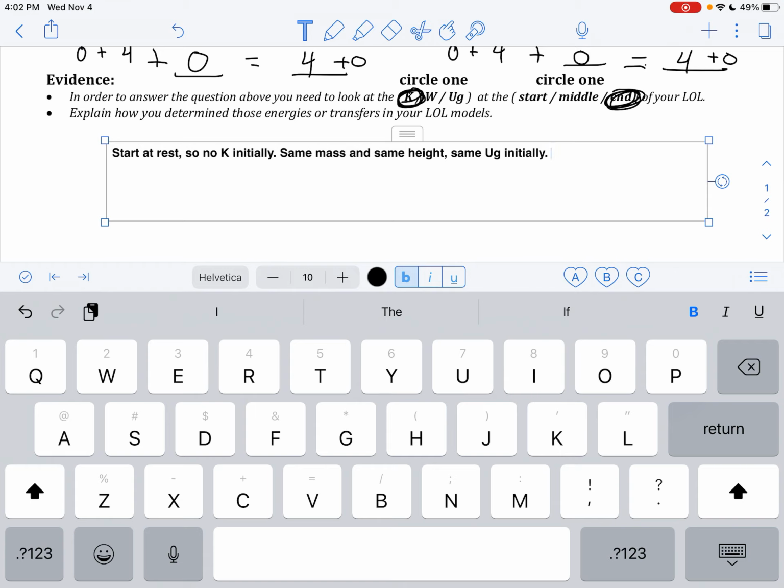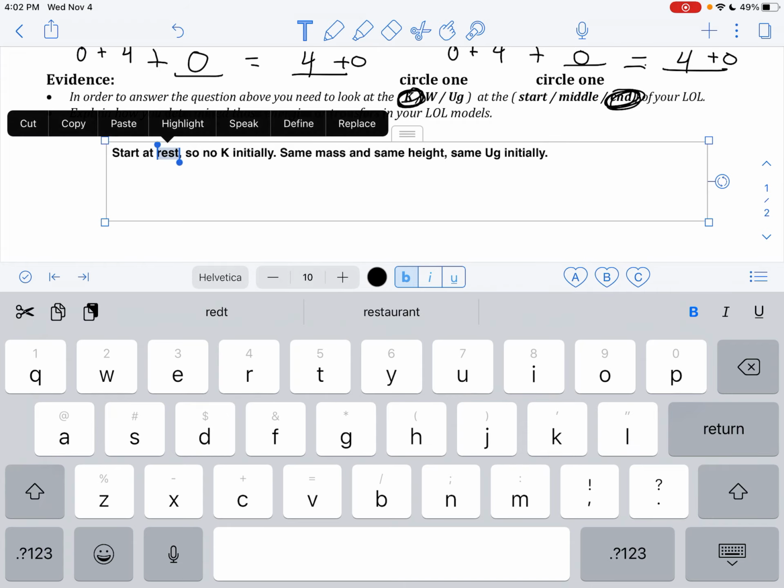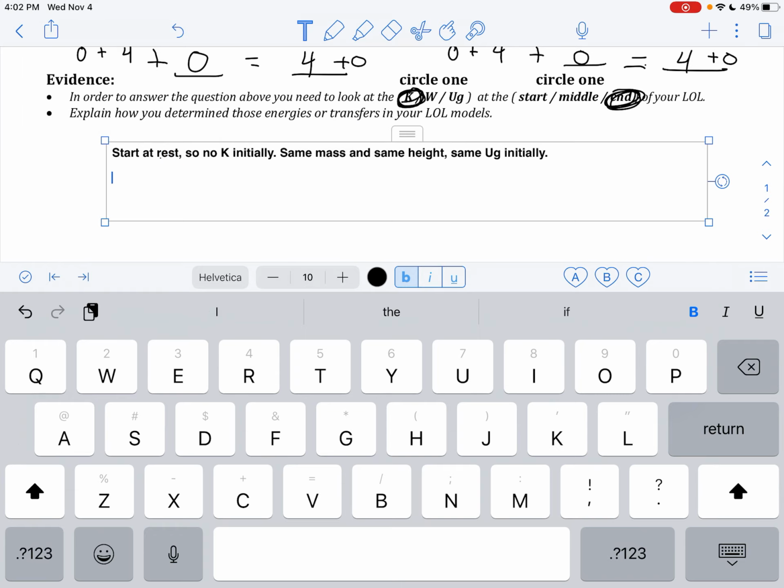One thing I like to do, it takes a little bit of extra time though, is underline or bold. Oh, underline doesn't work. Well, oh well. I would bold rest, no kinetic energy, same mass, same height, same UG, those keywords.